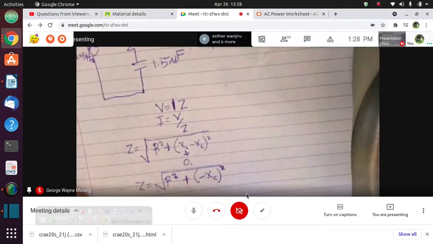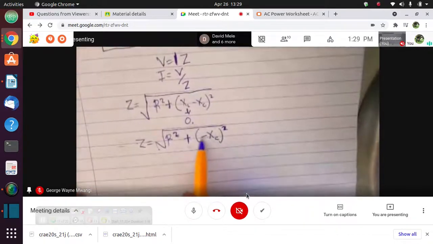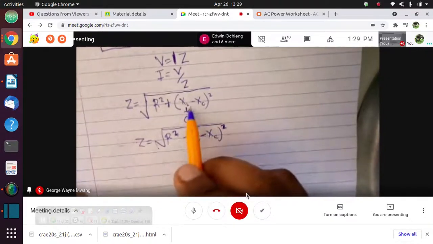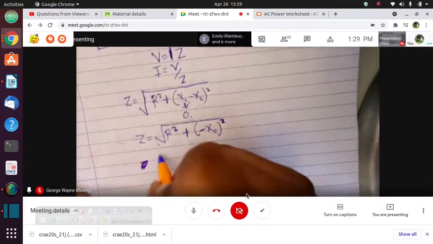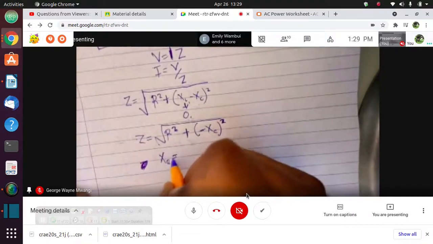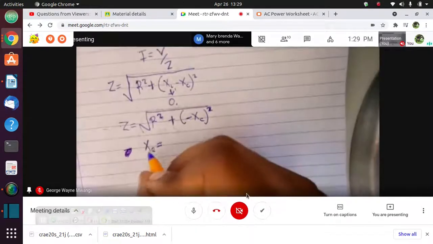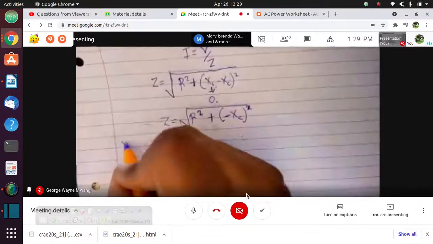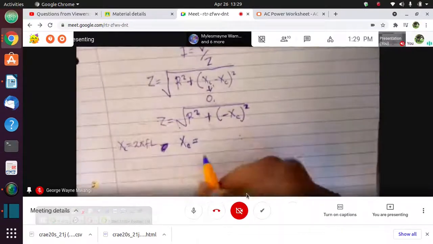Now, remember, when you square a negative number, it becomes positive, but I'm just writing it as it is here. Now, XC. How do we find XC, the capacitive reactance? We have done this before. We said that we find the XL as 2 pi FL. Now, how do we find XC?